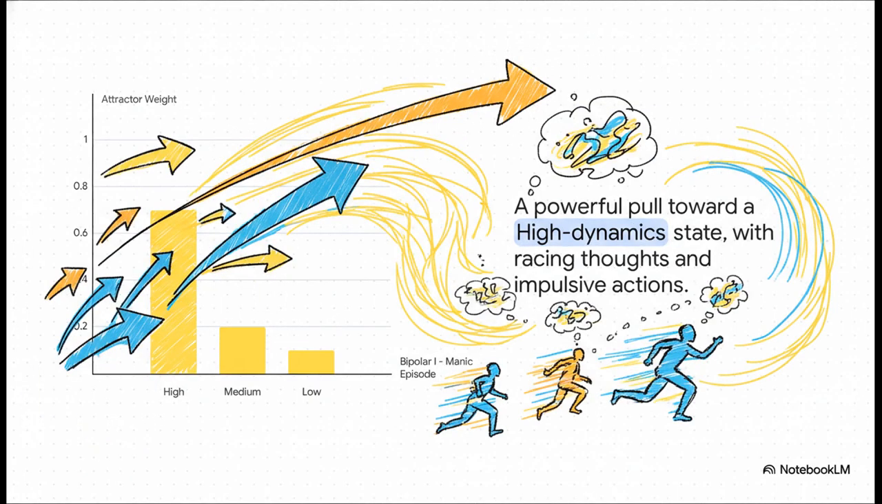Now, let's flip the script completely. Check out the profile for a manic episode in Bipolar 1. It's the total opposite. Here, the biggest pull is towards the high dynamic state. It is all about the verb, a flood of racing thoughts, talking a mile a minute, impulsive actions. The story engine is just redlining, running so fast that the conceptual framework can't keep up, leading to all this expansive but often chaotic energy.